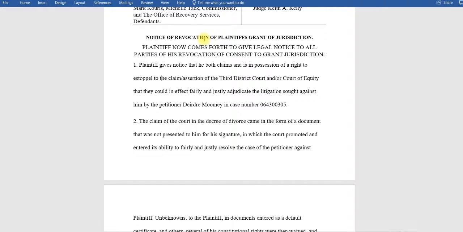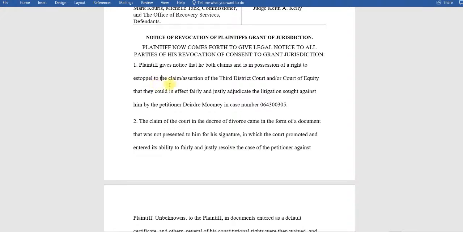So, notice of revocation of plaintiff's grant of jurisdiction comes now. It gives legal notice to all parties of my revocation of consent to grant jurisdiction. Plaintiff gives notice that he both claims and is in possession of a right to estoppel. Okay, this is important, man. This is how you stop these people.